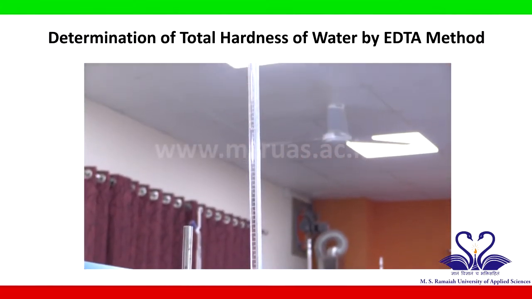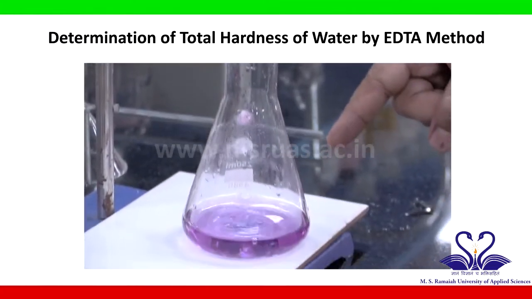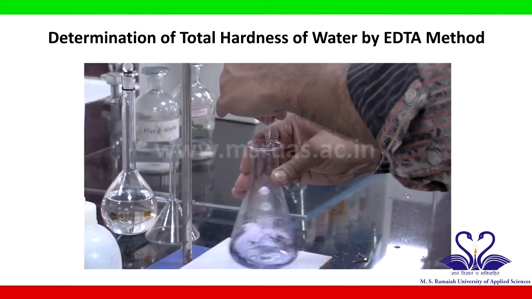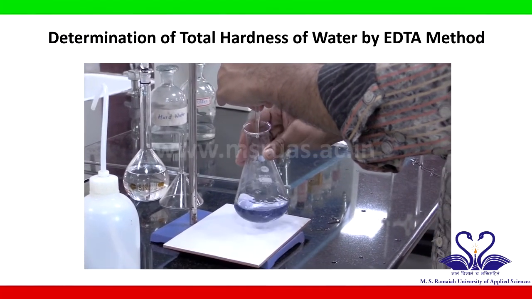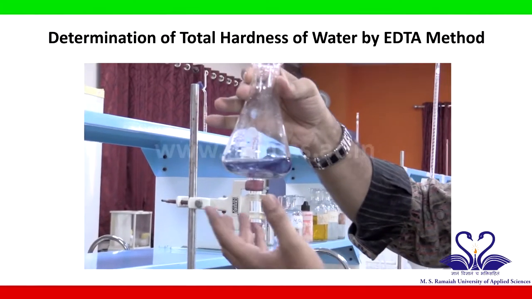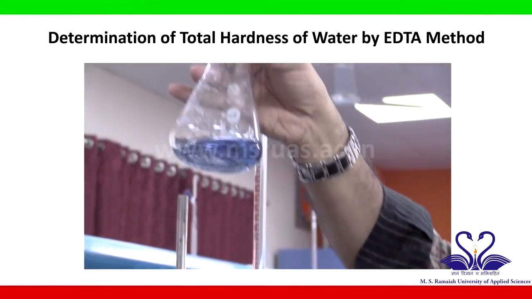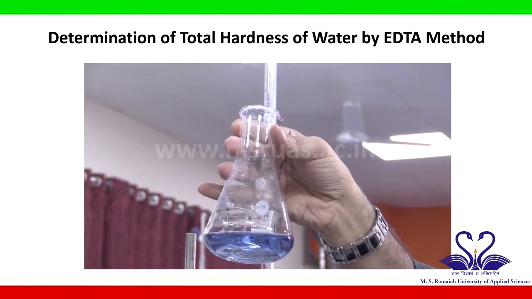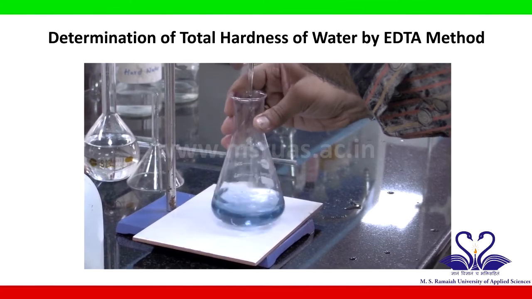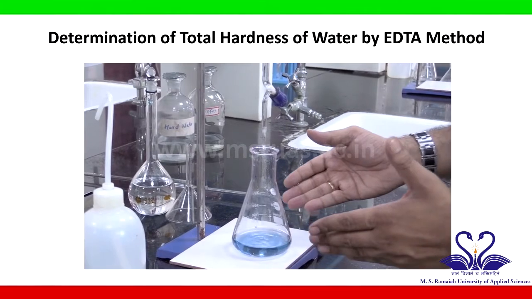Now you can see the blue color coming at the center, so you can swirl it fast. Oh yeah, now I am able to get the blue color. Immediately you have to see that it changes from wine red color to blue color. This is the end point. After this point, if you add more, the color will not change. So you have to exactly stop when it becomes wine red to blue color. That is the end point.